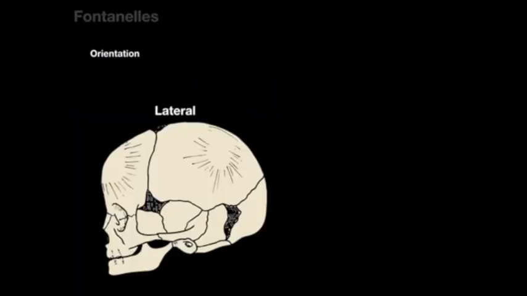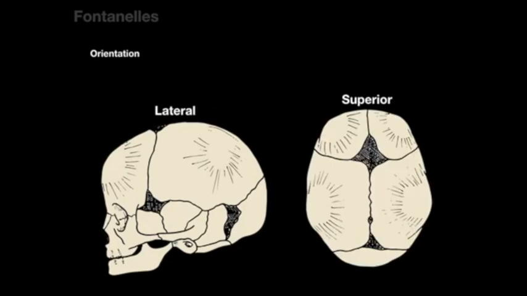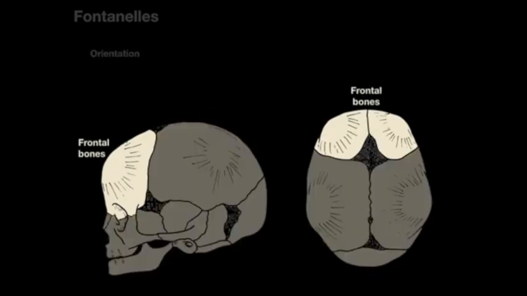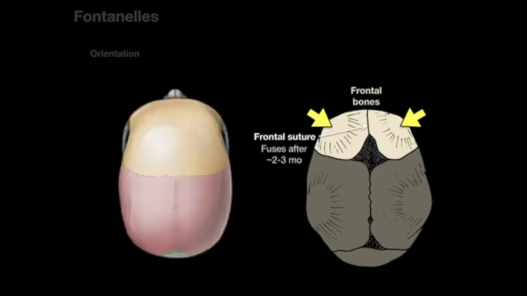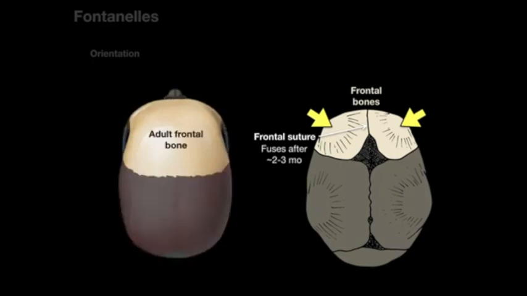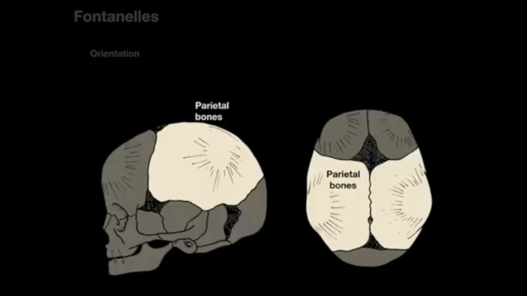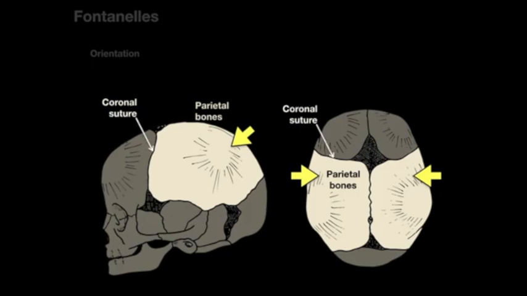Here's a lateral picture of a fetal skull, and here's a superior illustration of a fetal skull. And there are the frontal bones, and the frontal bones form the front of the fetal skull or forehead. And in a fetus, these two frontal bones are divided by a frontal suture right through the midline, and this frontal suture fuses 2 or 3 months after birth, and this is why in an adult you only see one adult frontal bone.